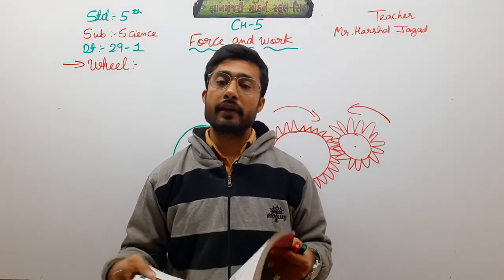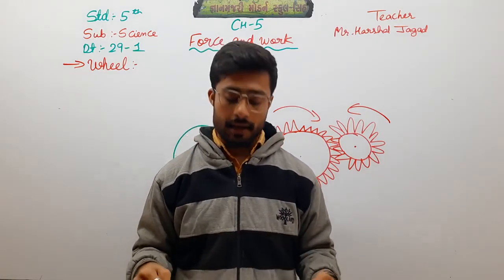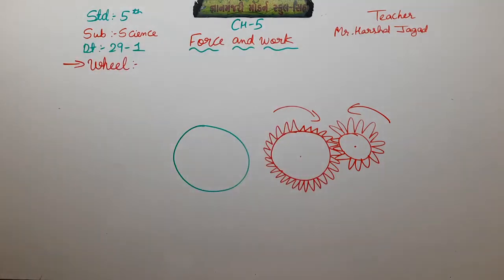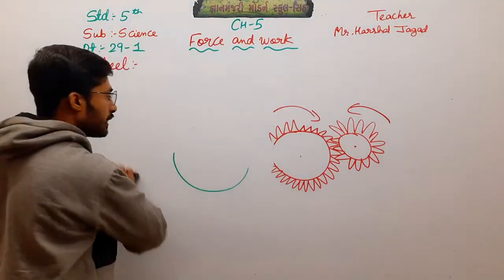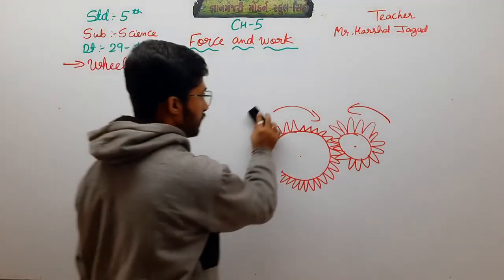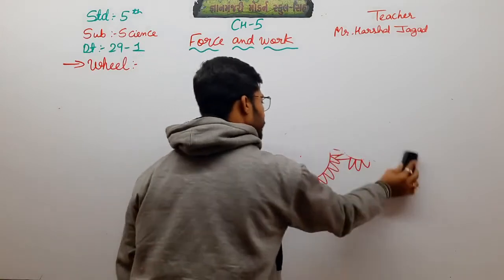So different gears are for different speeds. Okay, now we will move towards the screw. Let us see the screw. You all must have seen a screw around your home, everywhere. So let us see about the screw. It is also a simple machine.